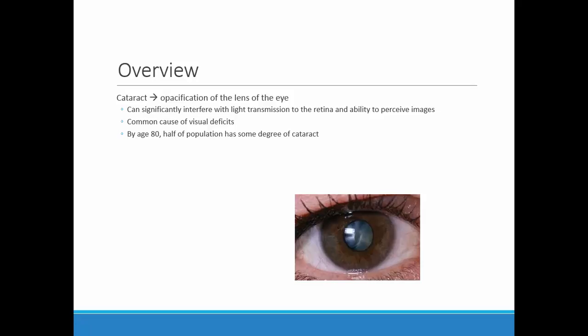A cataract is an opacification of, or clouding of, the lens of the eye, so it looks very opaque. It can significantly interfere with light transmission to the retina and the ability to perceive images clearly. It is a common cause of visual deficits, and by the age of 80, half the population has some degree of a cataract. Most of the time, they do not significantly impair vision.